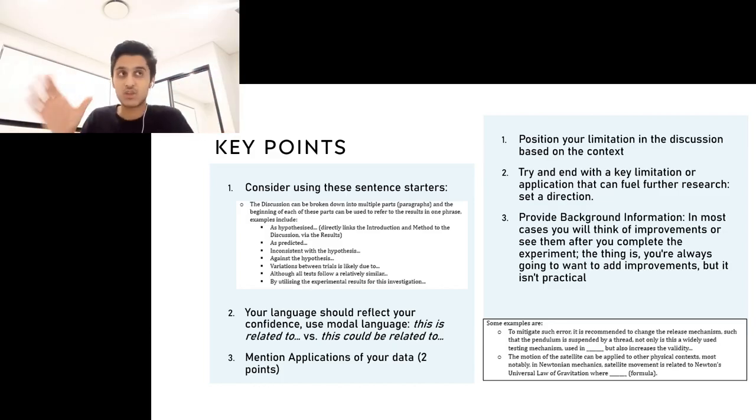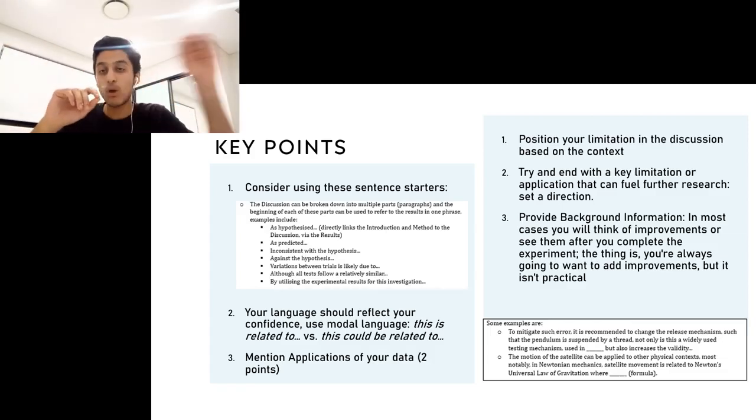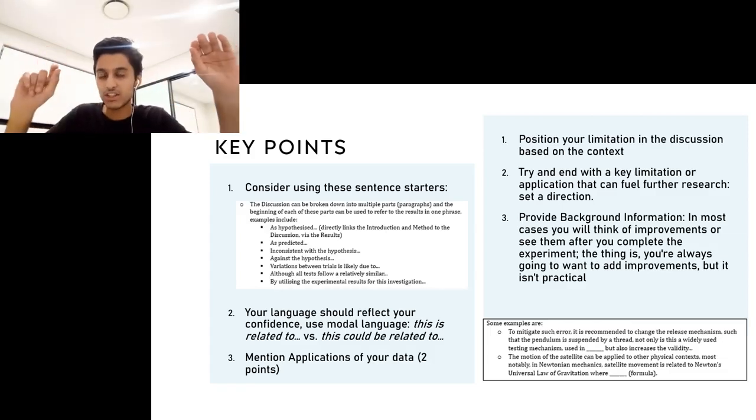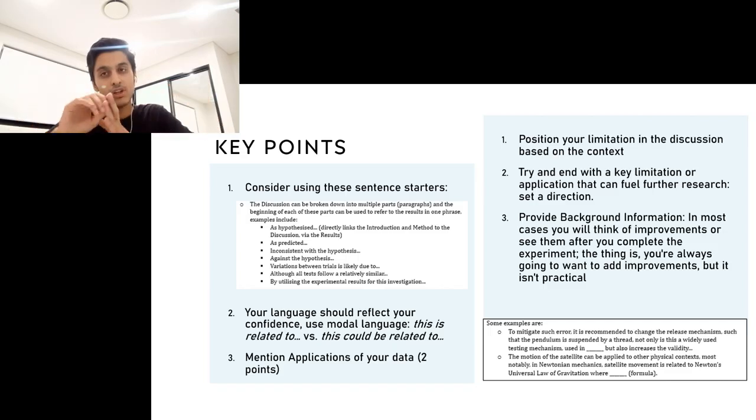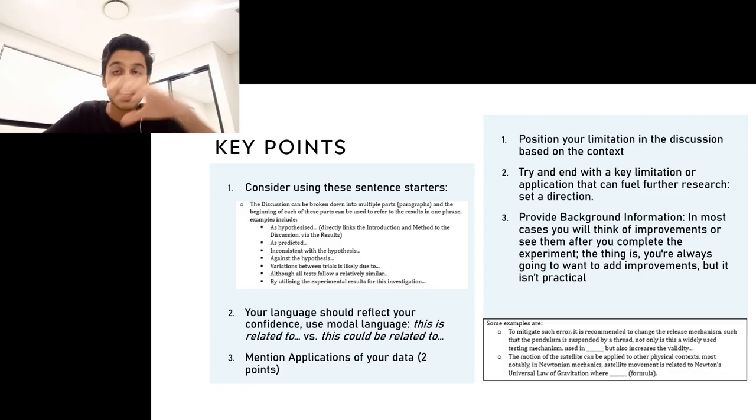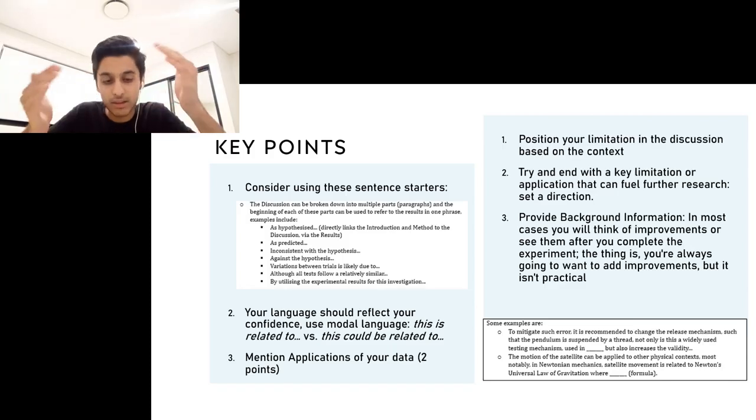And the second thing that you want to do is that, let's say your limitation gives you scope for research. Let's say the limitation that you had, or you think can fuel future research. So what you do here is that you position that limitation towards the end. Because when the reader reads your paper, the last thing that sticks with them is the limitation.